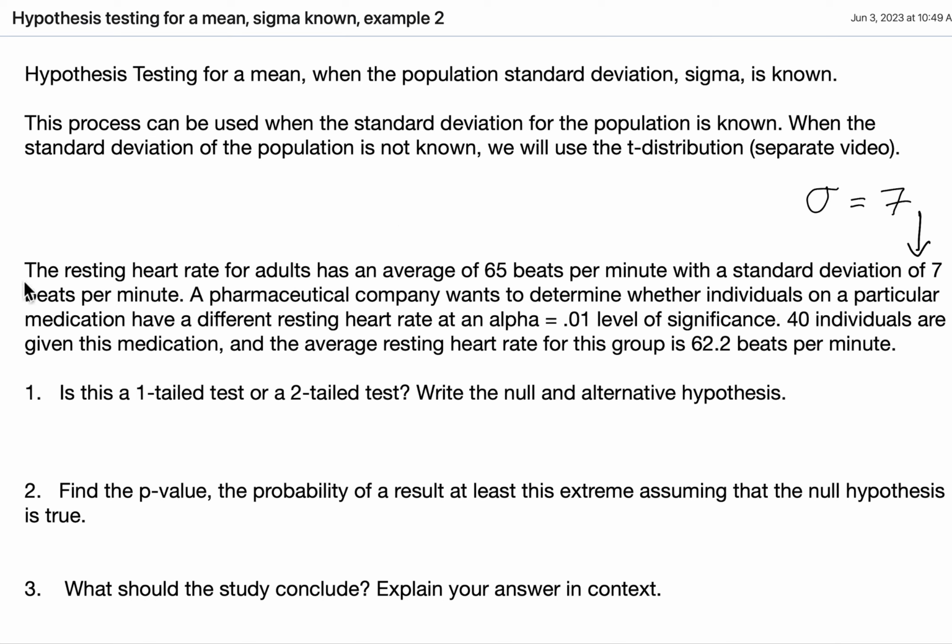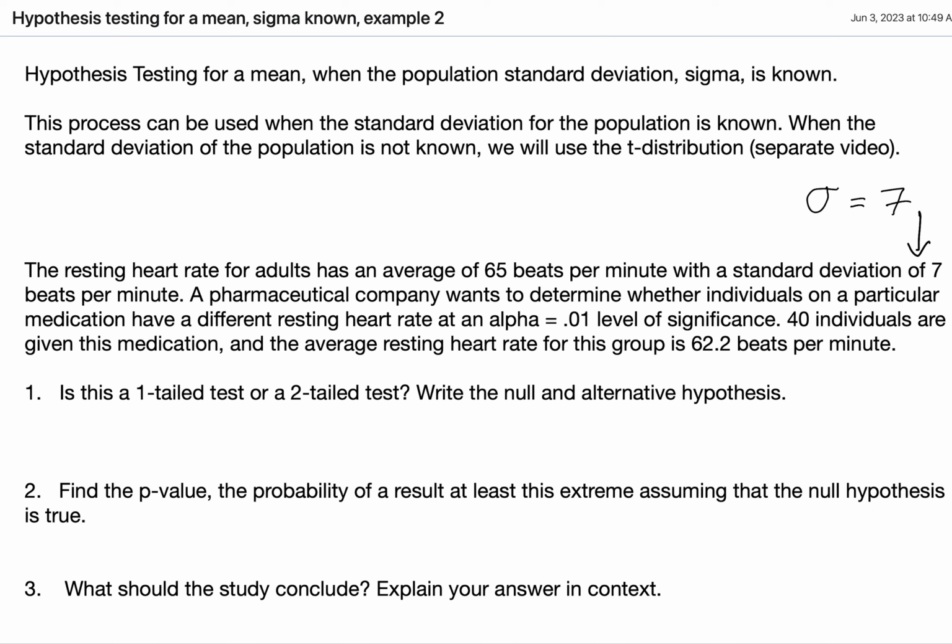Okay, so in this example, the resting heart rate for adults has an average of 65 beats per minute with a standard deviation of 7 beats per minute. A pharmaceutical company wants to determine whether individuals on a particular medication have a different resting heart rate at an alpha equals 0.01 level of significance. 40 individuals are given this medication, and the average resting heart rate for this group is 62.2 beats per minute.